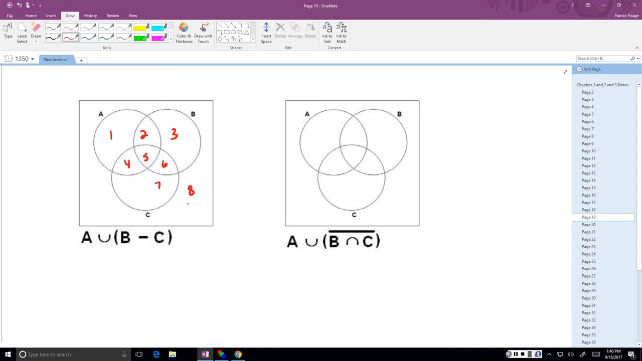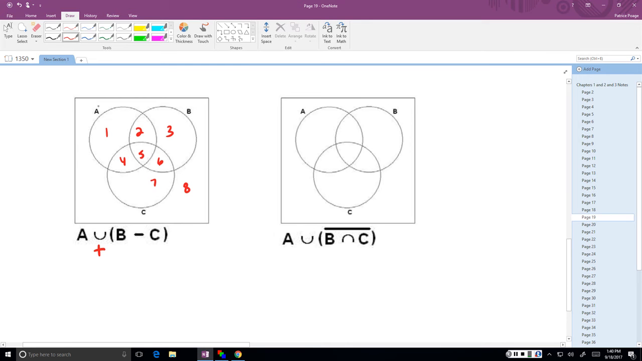Cat Cooper. What's the first thing? What's our main operation? Union, which means plus. So I'm going to put a plus sign there. On the left side, it says A. So I'm going to look at my circle A and write down all the numbers in circle A. 1, 2, 4, 5.